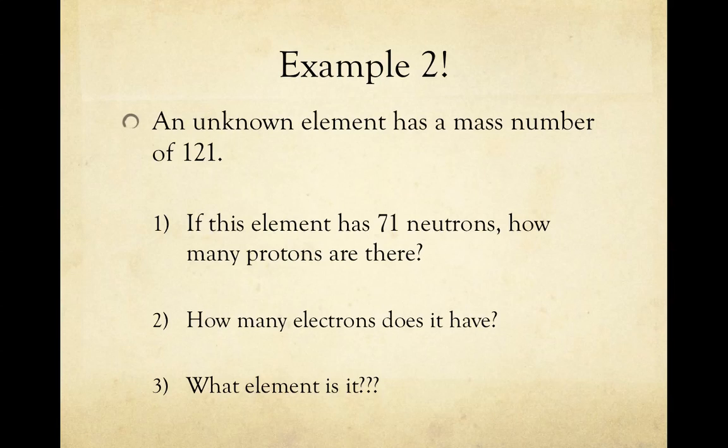Here's example number 2. An unknown element has a mass number of 121. So if this element has 71 neutrons, how many protons are there? Okay, well, mass number is neutrons and protons, right? So 121 minus 71 equals 50. 50 protons. How many electrons does it have? Same as the protons, so it's going to be 50. And then what element is it? Well, if you look in a periodic table and look up 50, it's tin, or Sn.